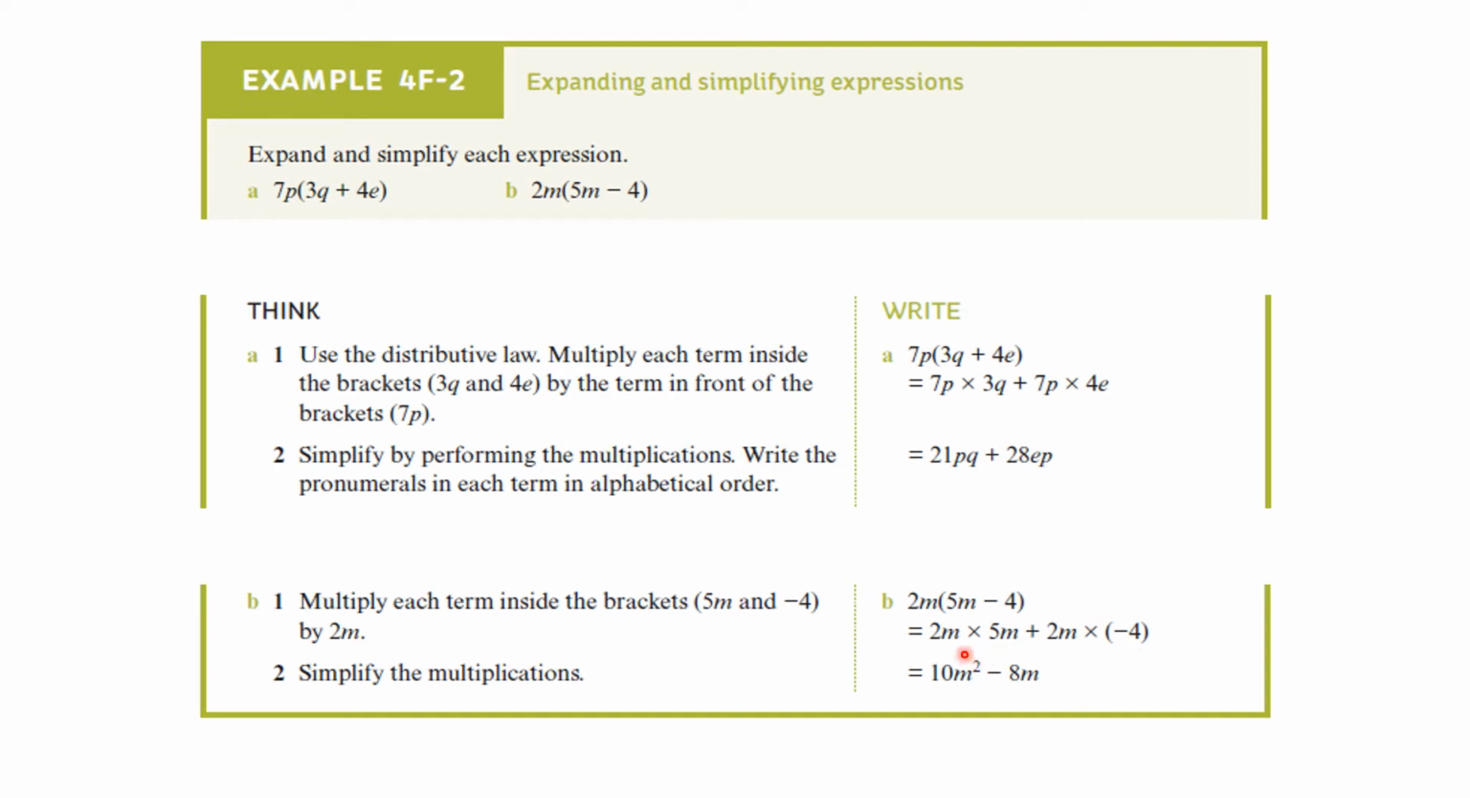Then we look at simplifying. 2 times 5 is 10. M times m is m squared. Positive times a negative is a negative. So this is why now we have this negative in our final solution. 2 times 4 is 8. And just one m here, we put it next to the 8.